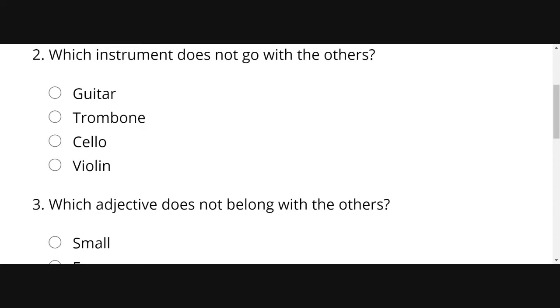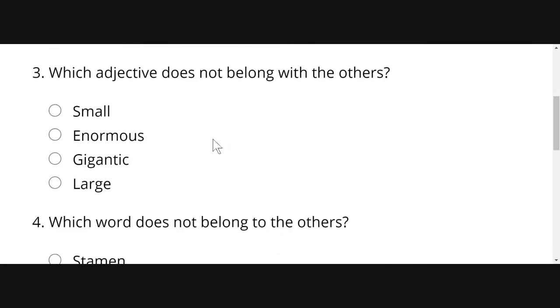Now, guys, these are really great critical thinking questions. You want to practice these questions. All right, so we're going to select trombone. And look at this one. It says, which adjective does not belong with the others? Small, enormous, gigantic, large. Which adjective does not belong with the others? Which adjective?